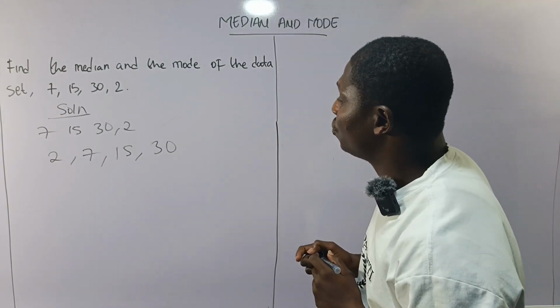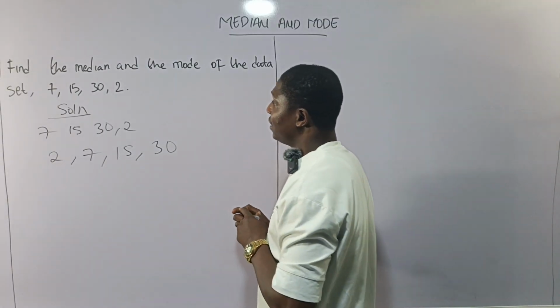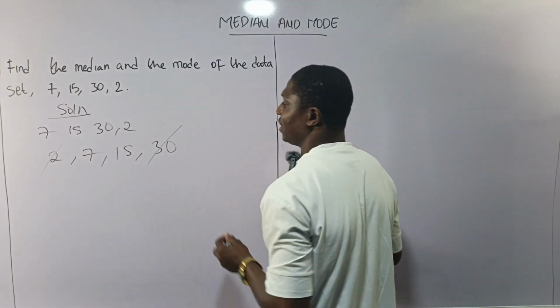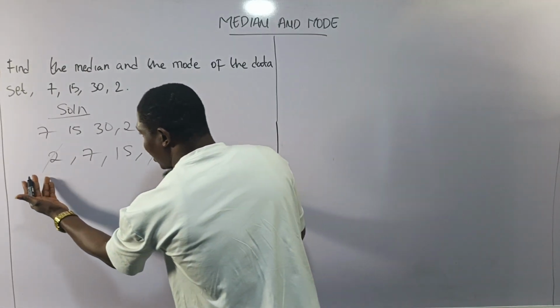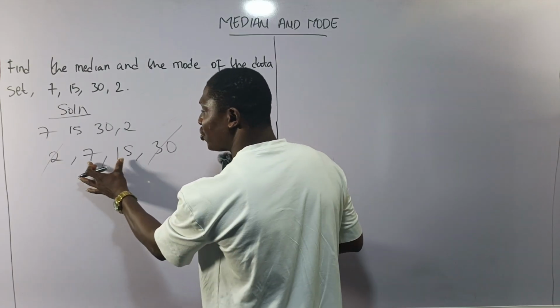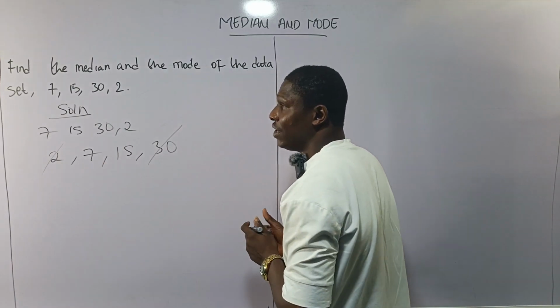The next thing we are going to do, if we are using the iterative elimination method, you can see that I can strike this and at the same time strike this. I strike from both ends. Now I have two numbers. If I strike these two numbers, that simply means I do not have any median.